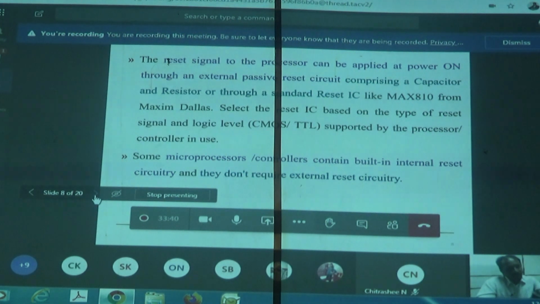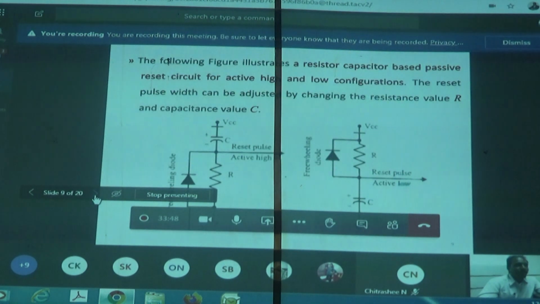The reset circuit is already available inside the system. This reset circuit, consisting of resistors and capacitors, will see that a reset happens at appropriate conditions. The following figure illustrates a reset capacitor based passive reset circuit for active high and active low configurations. As I told you, either active low or active high can be used.